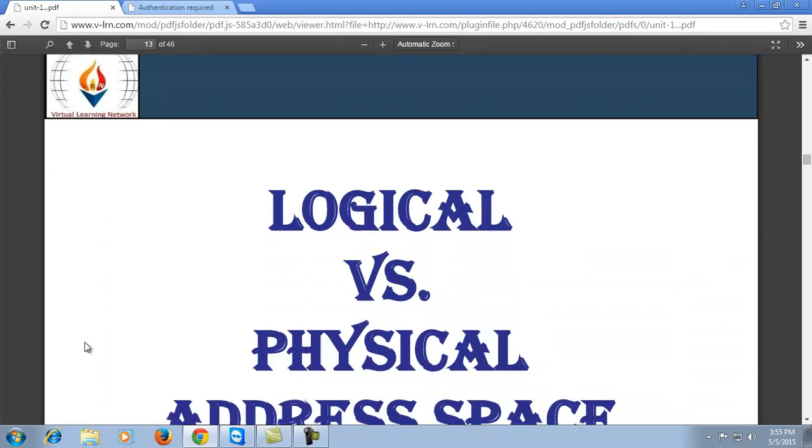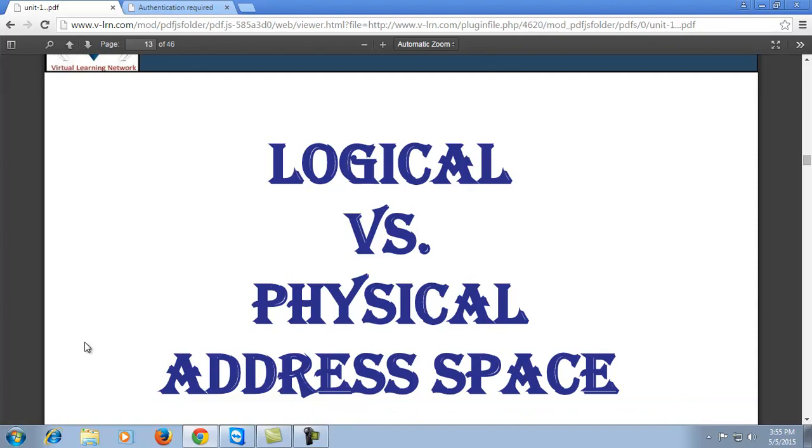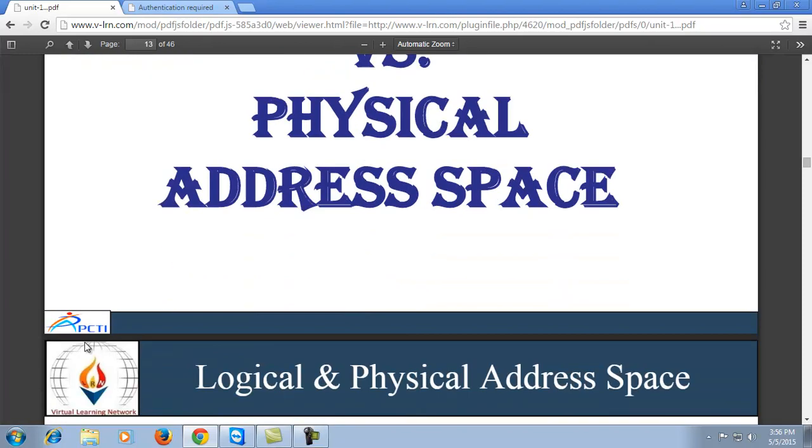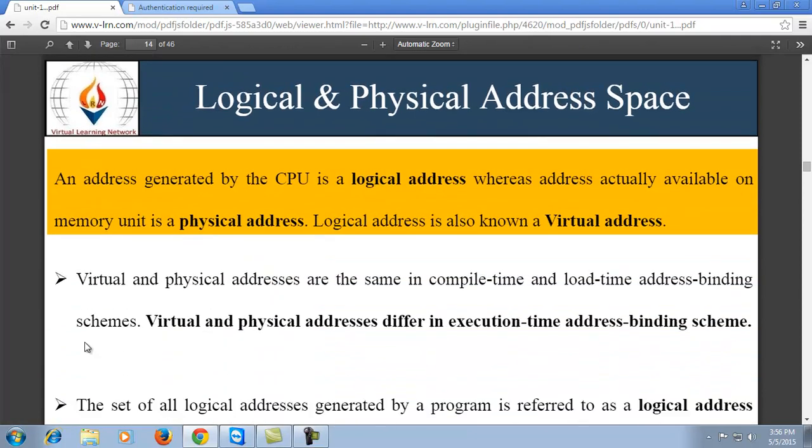The next topic is logical versus physical address space. Logical address space is a space which is allocated on a logical basis, or you can say by the CPU, where you can process your task. The physical space is the permanent storage of data, which you can say is a backing store or the physical address space. Logical and physical address space.